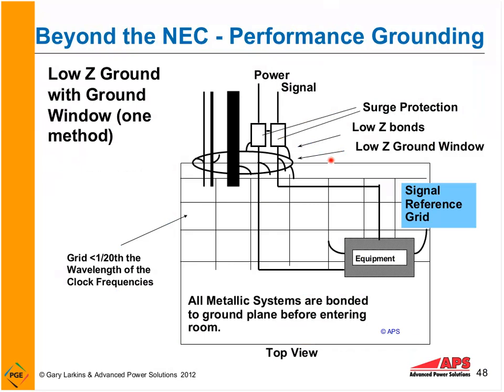Performance grounding. In some cases, performance grounding is very important. So we have to look at performance grounding that goes beyond the National Electrical Code. Here we see at high frequencies, we have a low impedance grid where the equipment is all connected together to avoid problems between equipment. But a data center, because they had code-based grounding, but they did not have the proper high frequency grounding for their file servers, and their systems would intermittently shut down.